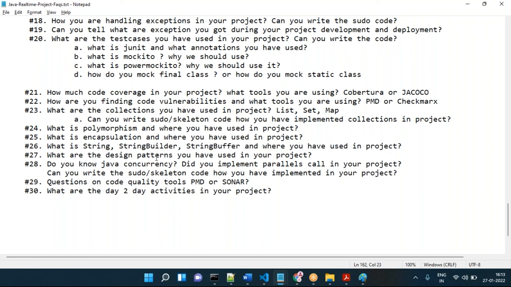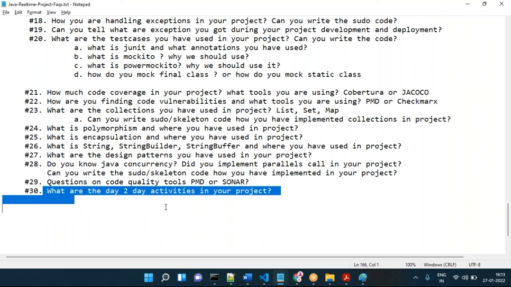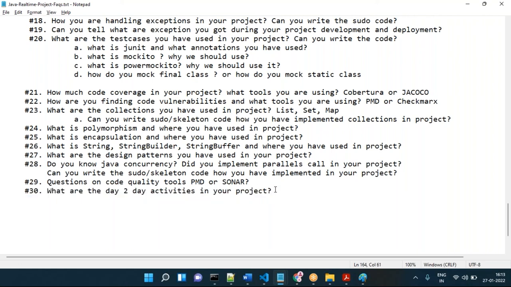Do you know Java concurrency? Did you implement parallel calls in your project? Can you explain, can you write some pseudo code, sample code, how you have implemented it in your project? Okay, questions on some code quality tools like PMD and Sonar. Last question, what are the day-to-day activities in your project, team? These FAQs are what most interviewers are asking these days.